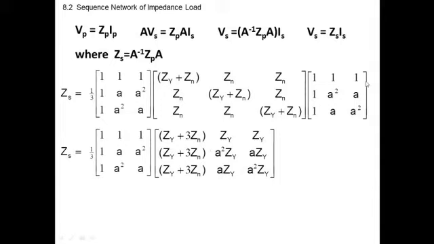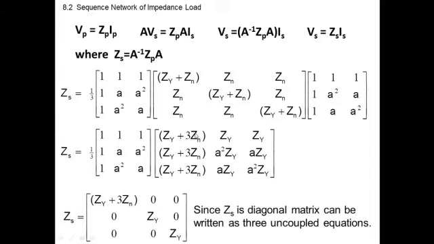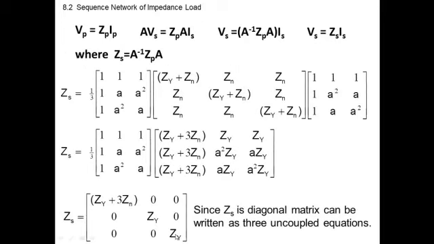Or we can simplify this. Zn, if we multiply this, we can write in this form, or even we can write this in this form. The further simplification of this results in the form of, for example, if we multiply this by 3, the matrix is changed, and after the total multiplication the matrix is very simple. The sequence impedance matrix is equal to ZY plus 3 into ZN, 0, 0, similarly ZY, 0 and 0.